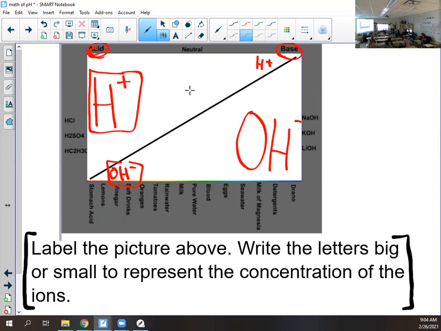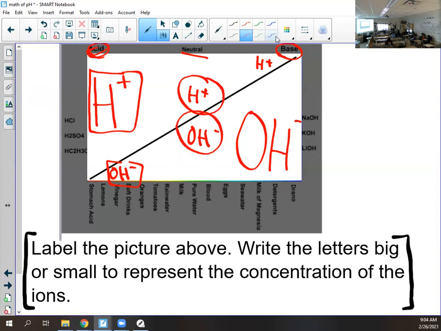Then in the middle, what do we have? Medium, sure. They just need to be the same size, right? This is neutral. Something that's neutral has equal amounts of H plus and OH minus.